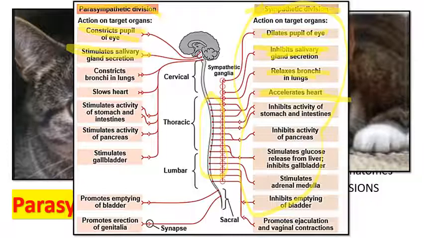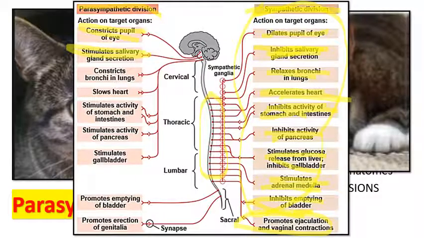Okay, so as I said, blood is diverted away from the stomach and the digestive system. You can digest your food if you survive. If you don't survive, it doesn't matter either way. It inhibits the activity of the pancreas, which is also related to digestion, so forget about digesting your food. It stimulates glucose release from the liver because you need immediate energy. It stimulates the adrenal gland medulla, which we already discussed. It inhibits urination, and the sexual functions we don't need to talk about because we already did.